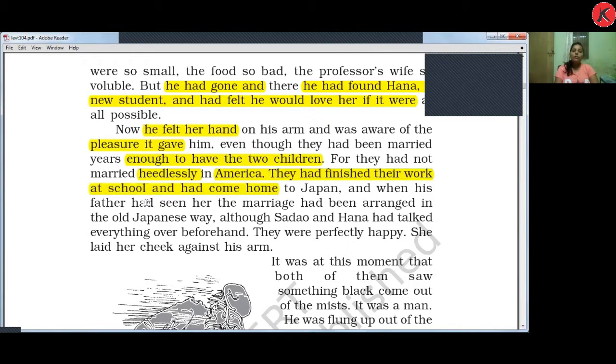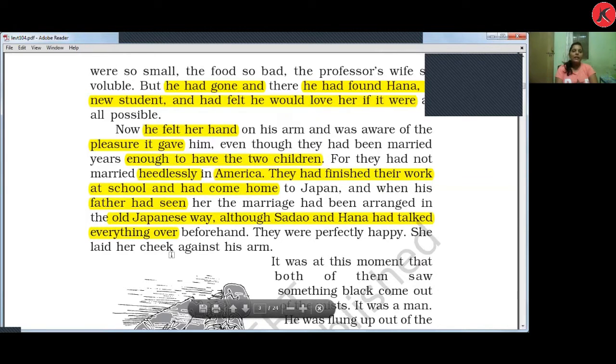They had finished their work at school and had come home to Japan. After completing their schooling, they came back to Japan, and in Japan, with the permission of her father, the marriage had been arranged in the old Japanese way. Although Sadao and Hannah had talked everything over beforehand. Okay, before their marriage they discussed everything, and they got married in Japan in a traditional Japanese way. They were perfectly happy.